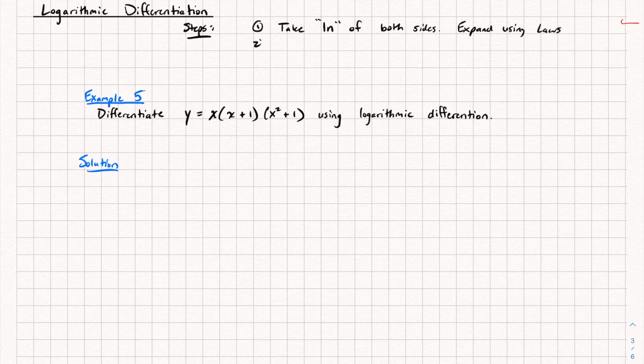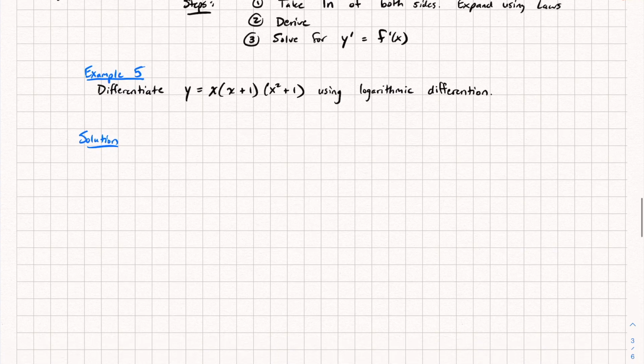The second step is to derive, and then the third step is to solve for y prime, which is f prime of x. All right, and so let's look at example 5 so I can kind of illustrate what these steps are.